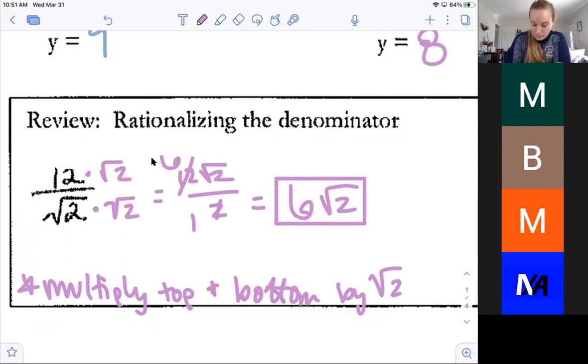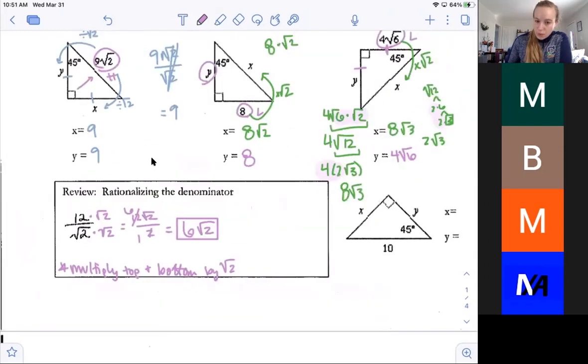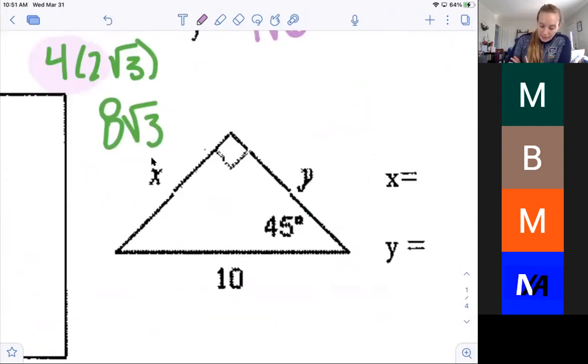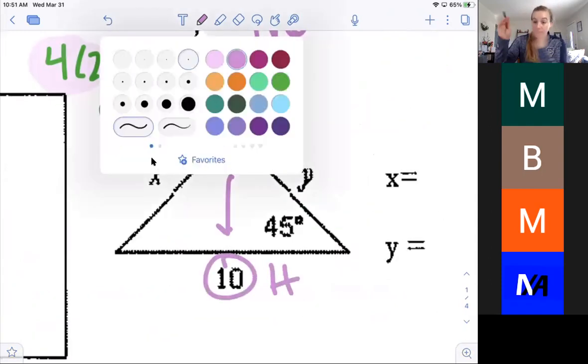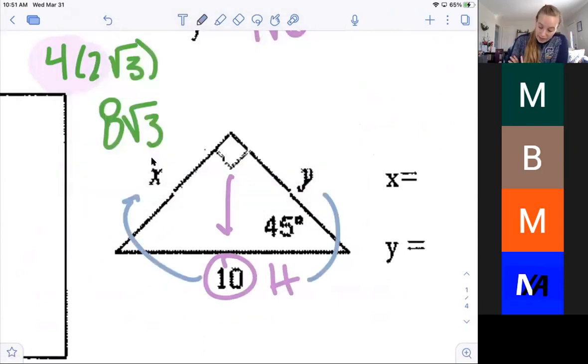Okay. Let's do one more problem like this. So I've got one problem that I have to use a rationalizing denominator. This is our last 45, 45, 90, and then we got to do some 30, 60, 90s. So this time I gave us the hypotenuse. And in order to go from the hypotenuse to a leg, I need to get smaller. So I'm going to divide by root 2.